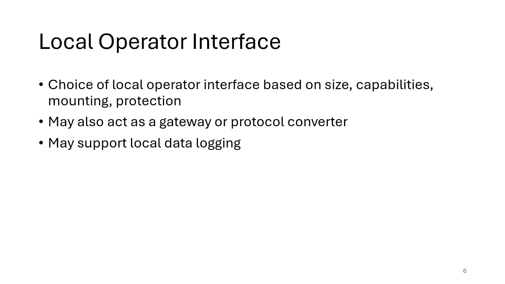So the operator interface is a computer-based device with a screen, and then you would choose your local operator interface based on what size do you need in terms of screen size, what performance do you need, so how fast is the processor and how much memory does it have. Of course, what are the capabilities? Most modern interfaces are color, but maybe you only need a black and white interface.